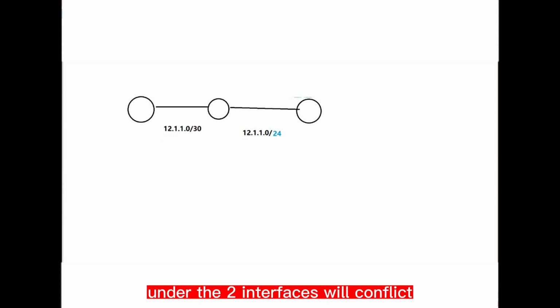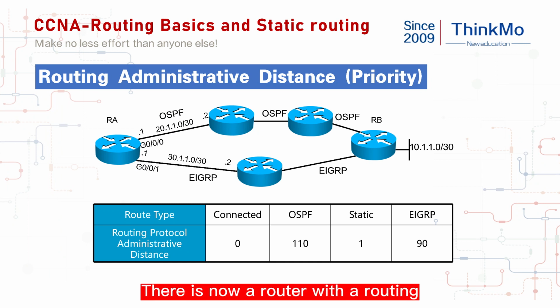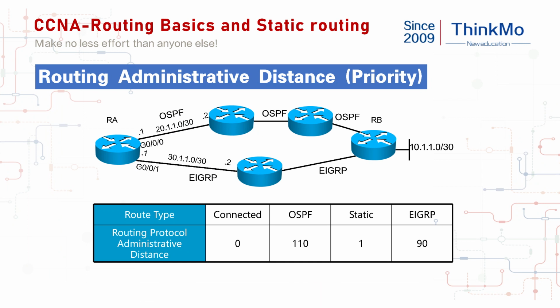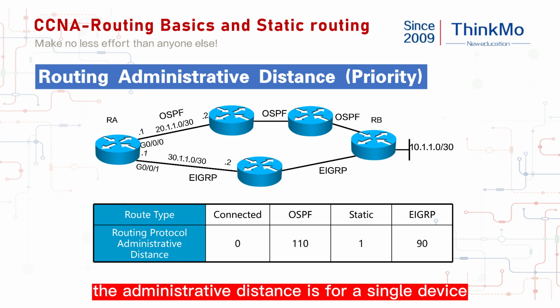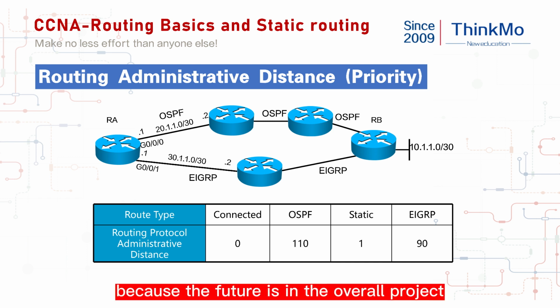Then the addresses under the 2 interfaces will conflict. There is now a router with a routing administrative distance. For administrative distance, I hope you remember a word: locally effective. The administrative distance is for a single device. Why is it locally effective? Because the future is in the overall project.